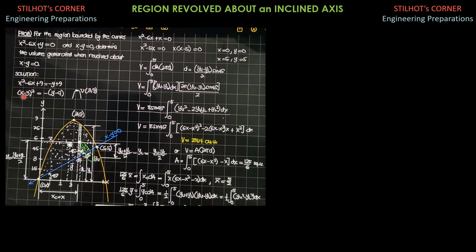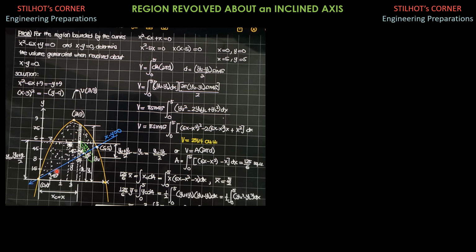So the vertex is, we set this to 0, so x is 3, and we set this quantity to 0, y minus 9 equals 0, so y is 9. And it is open downward, and we also need more points, like when x is 0 in the original equation, y is also 0, so it passes the origin. And when x is 6, for example, then y is also 0. 6 squared minus 6 times 6, so y is 0. So it passes through also this point, which is 6 comma 0. So this is the parabola.